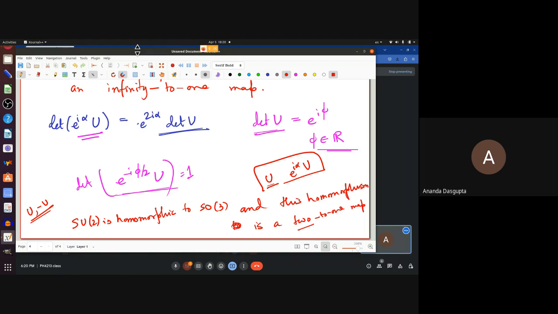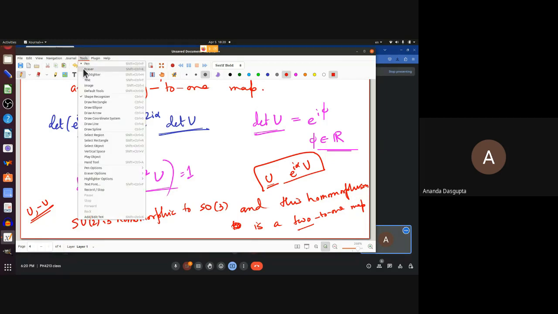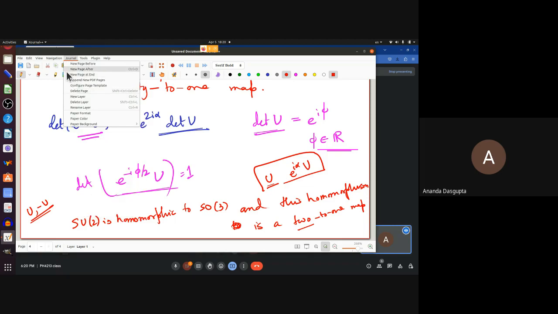It's a homomorphism: U1, U2 correspond to R1, R2. For every U, there's a unique R, but it doesn't work the other way around. For every R, there are two U matrices. If U works, minus U also works. Because of that, SU2 is not isomorphic to SO3, so they are really not the same group, but very, very close. And close to the identity, they both behave the same way, which is why they have the same Lie algebra, at least the same real Lie algebra. Okay. Any question about this?